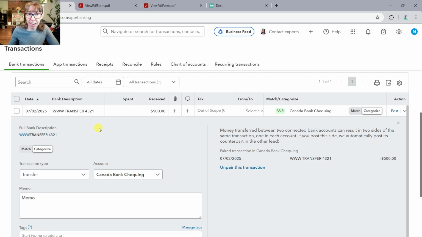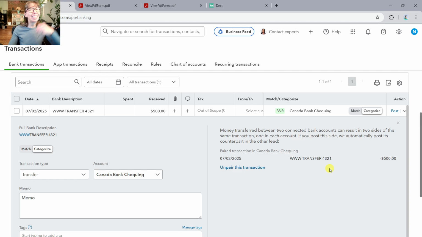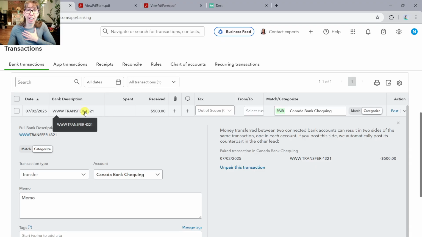In the case of Canada Bank, each transfer has a different number, and you can see that that transfer number matches on the Canada Bank checking. So there's a transfer out with a transfer number 4321 and a transfer coming in 4321. So in this case, I can feel confident in saying, yes, this transfer in is related to this transfer out, right? That's how I can tell.